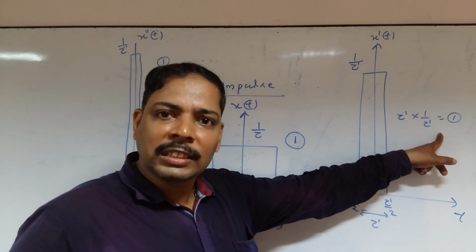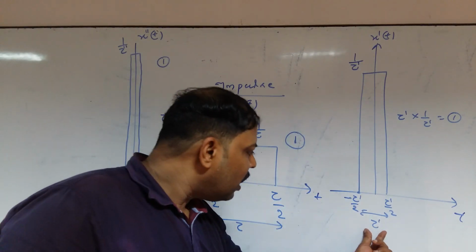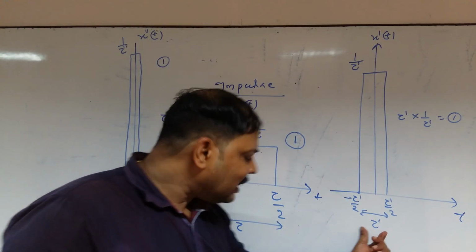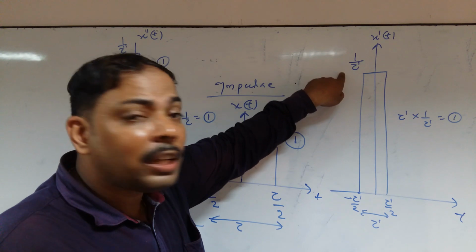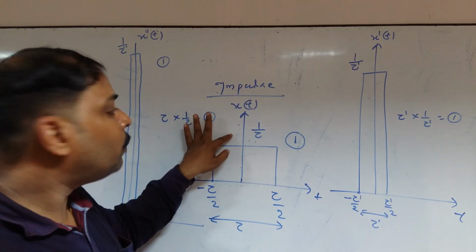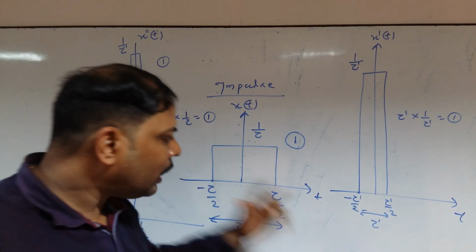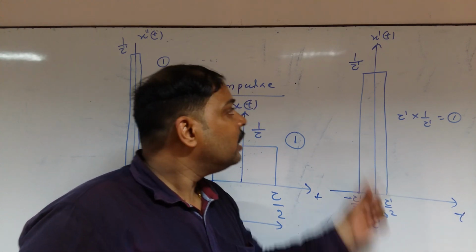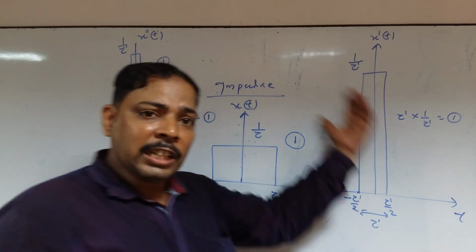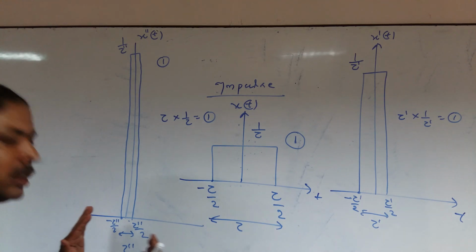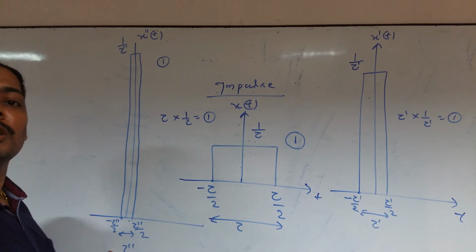So definitely the height will increase. Now the height is 1 by tau dash. See here, tau dash is less than tau. So definitely 1 by tau dash is greater than this height 1 by tau. It's very obvious. So here this is your tau dash, this is your 1 by tau dash. In the next stage, what are you doing? Again you are reducing the width. Suppose the width becomes tau double dash.